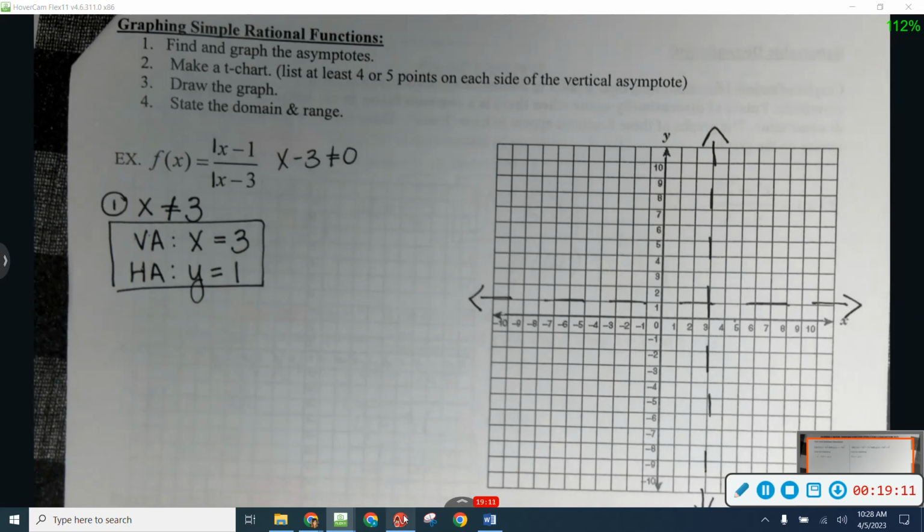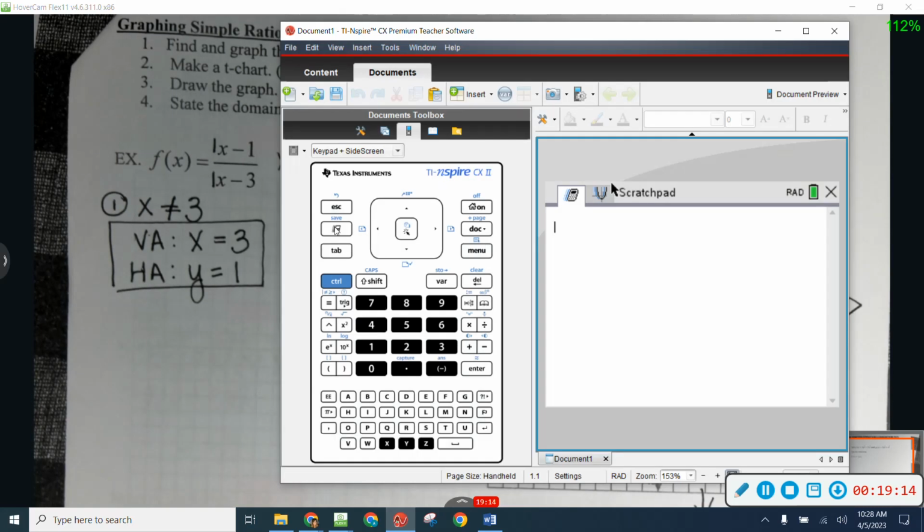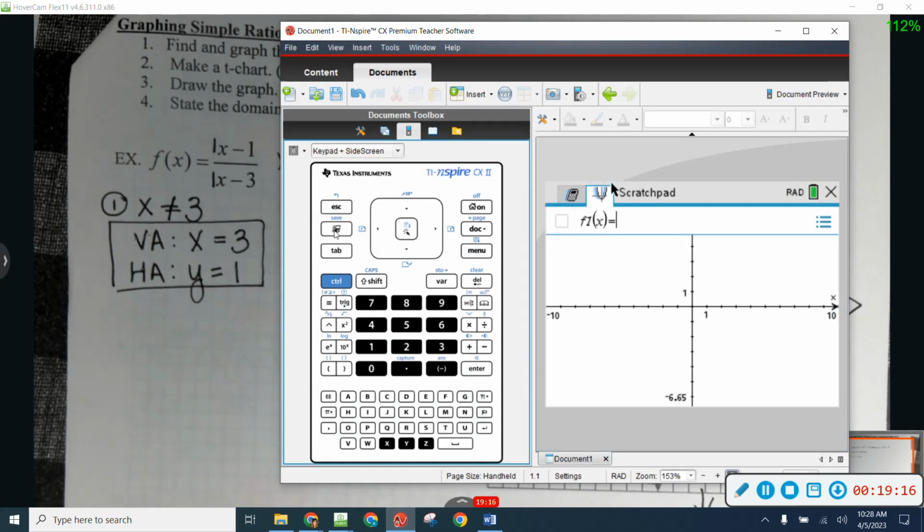Then I'm going to go to my calculator, clear it if it hasn't already been cleared. In your graph, control divide will get you your fraction. And then we're going to graph x minus 1 over x minus 3.